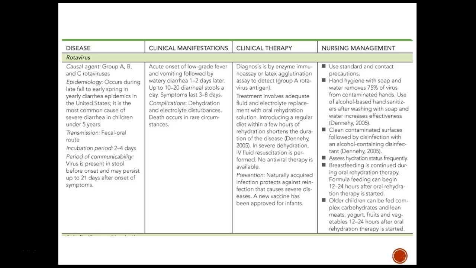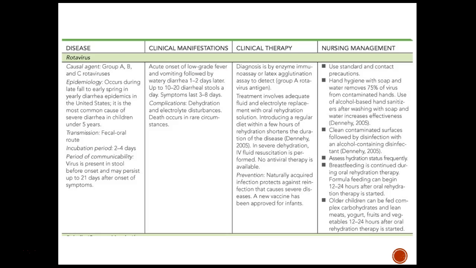It has an acute onset. You will typically see a low-grade fever and vomiting, and then 1 to 2 days later, these children end up with a severe watery diarrhea. They may have a stool 10 to 20 times a day, and that can last anywhere from 3 to 8 days. So they are at very high risk to become dehydrated and have electrolyte imbalances.